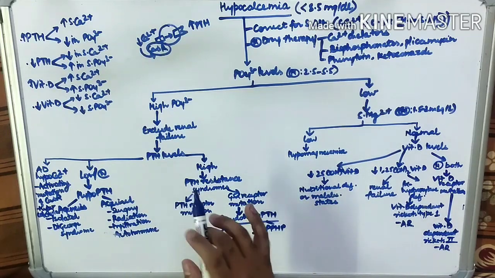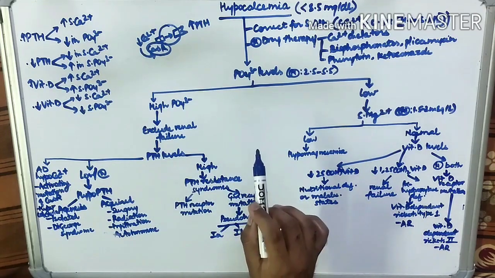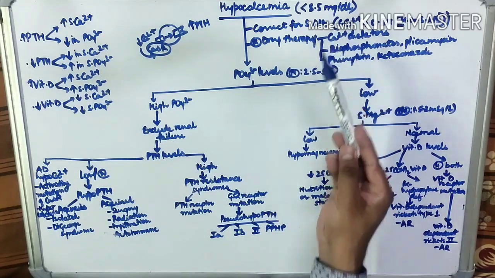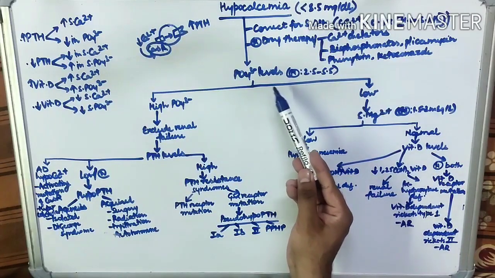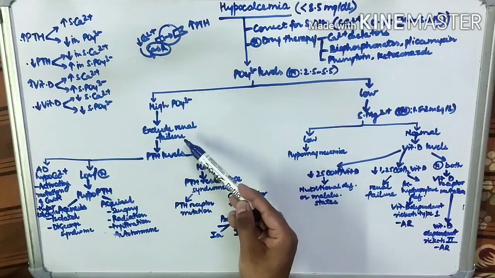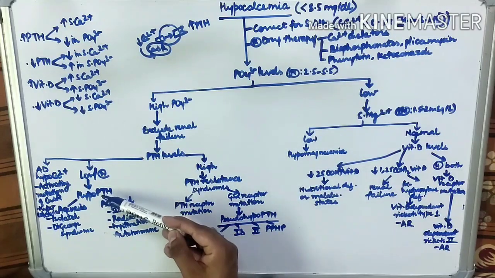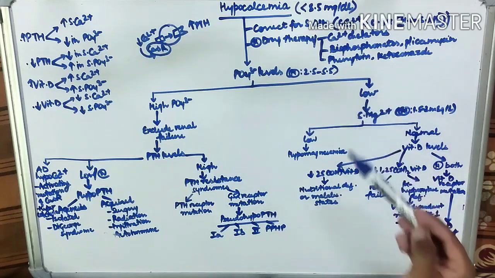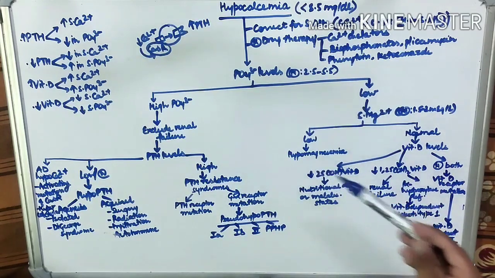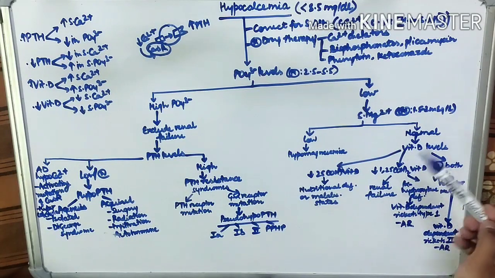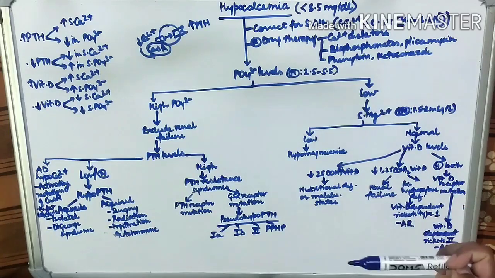I think I'm very clear on how to approach a case of hypocalcemia. First, you should correct for serum albumin level, then look for phosphate levels. Hypocalcemia with hyperphosphatemia, apart from renal failure, the classical cause is hypoparathyroidism. And hypocalcemia with hypophosphatemia, apart from hypomagnesemia, there is impairment of the vitamin D axis. So this is the whole thing which you have to look for in a patient of hypocalcemia.